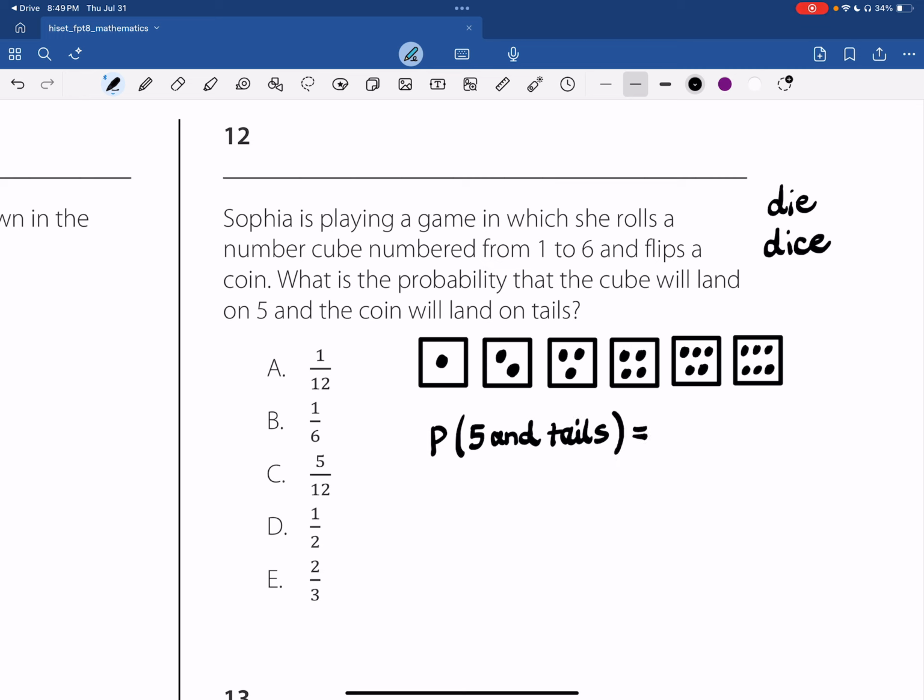All right, so the cube, to land on 5, it would have to land on this because we're just rolling 1 of them. What is the probability of that happening? There are 6 faces on the cube and only 1 of them fits the criterion we want. We have 1 5 out of 6 possible choices. So the probability of that 5 is 1 out of 6.